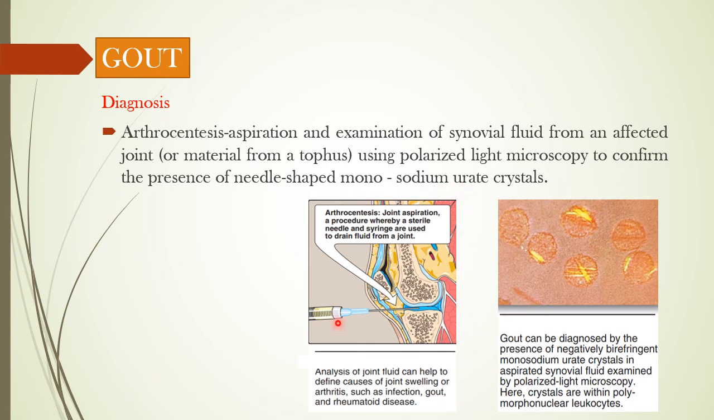For example, here you can see this technique arthrocentesis, by which synovial fluid is aspirated and then examined with the help of microscopy, polarized light microscopy. And here are the crystals which are yellow colored, needle-like, and these crystals are basically of monosodium urate.